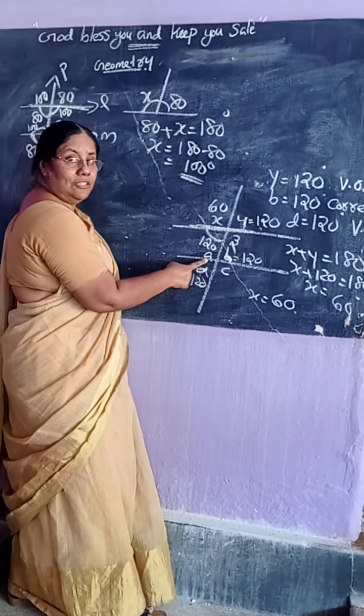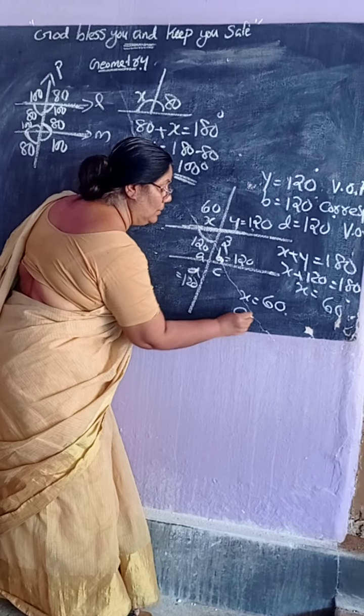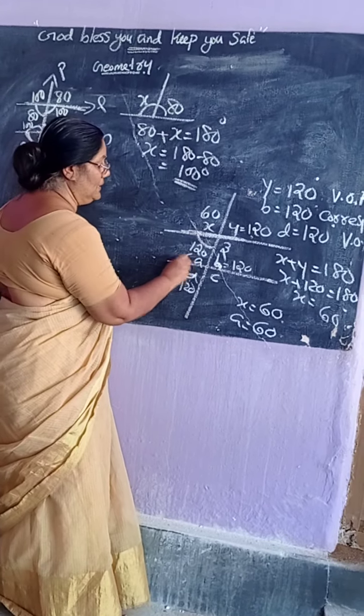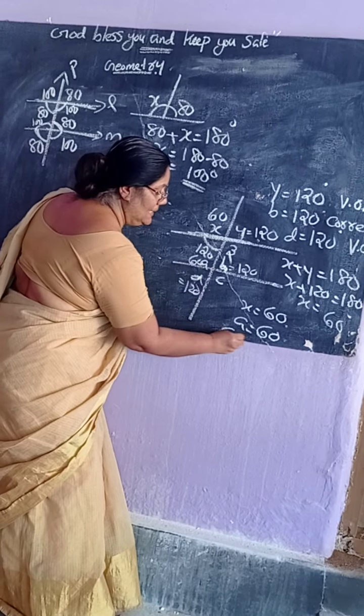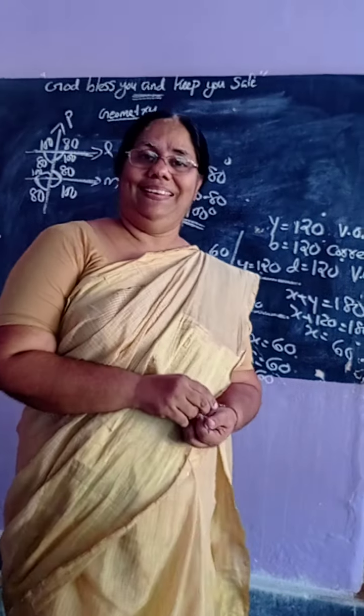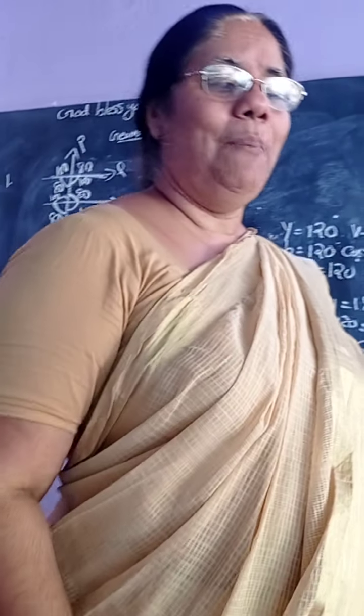If x is equal to 60, what is a equal to? a is also 60. If a equal to 60, what is c? c is also 60. Okay, then do the last problem by yourself.